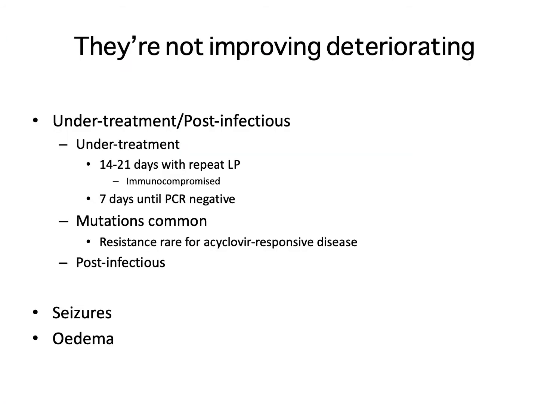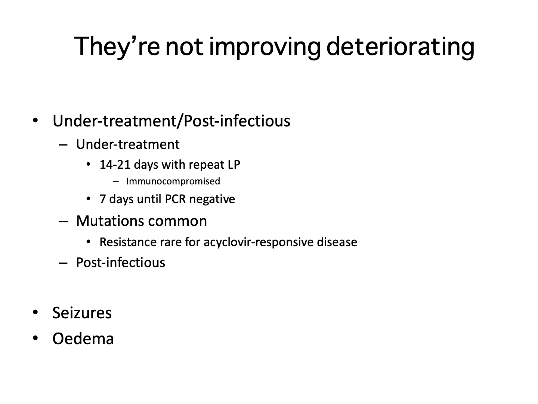One of the big calls I get through the National Neurological Infectious Disease Advice Service is someone with a known cause of viral encephalitis who's not improving on acyclovir treatment or they're deteriorating. One option is that they've been undertreated, so we need to make sure we treat our patients for 14 to 21 days, repeat the lumbar puncture, make sure we've cleared the virus, and only stop the acyclovir once the virus has been cleared in 7-day cycles.